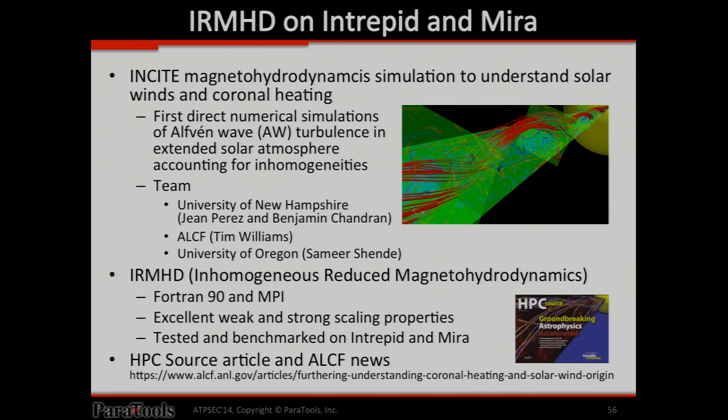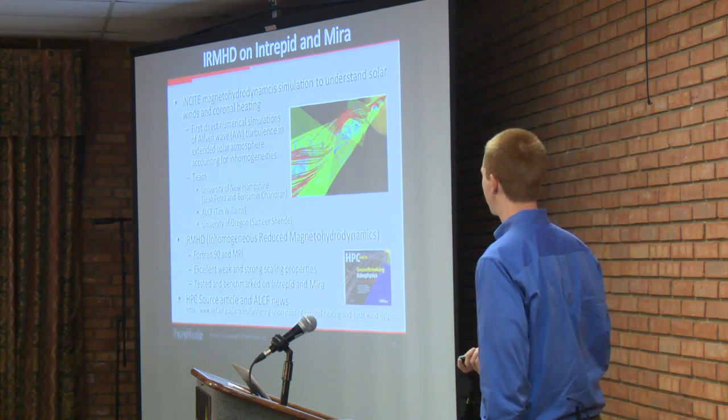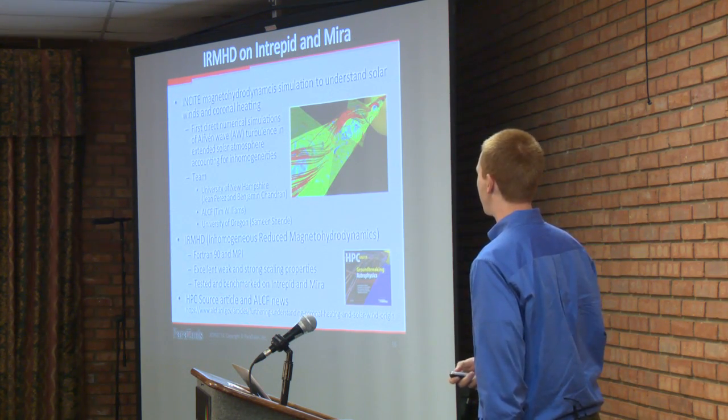They were working on IRMHD because it's a very interesting and sort of groundbreaking astrophysics code, and we want this to run as quickly as possible on the machines. Again, performance, efficiency, productivity. This particular story, you might already be familiar with it because it made the cover of HPC Source. It was such a great improvement in the application performance, and it's also on your ALCF newsfeed.